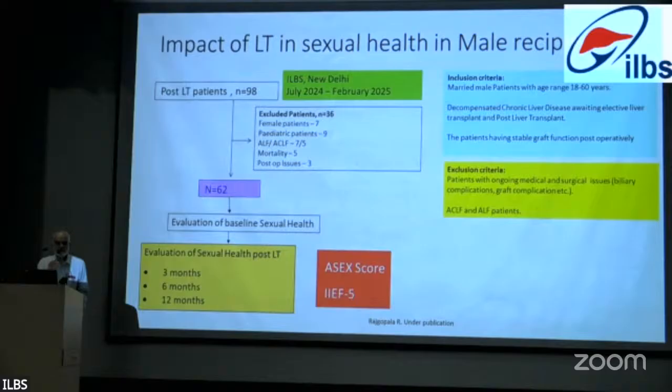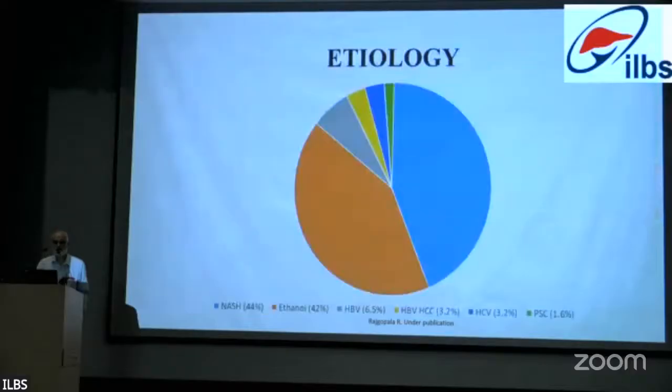This was a study done by the surgery department by Dr. Raj Kupala and Professor Pamecha. This study was on 98 patients. Ultimately, 62 were included after the inclusion criteria and evaluated at 3, 6, and 12 months. Two scores were used, the SX score and the IIEF 5 score.